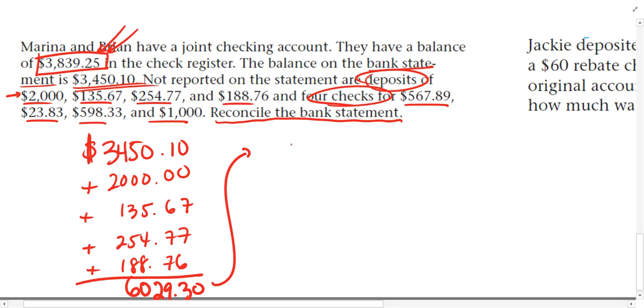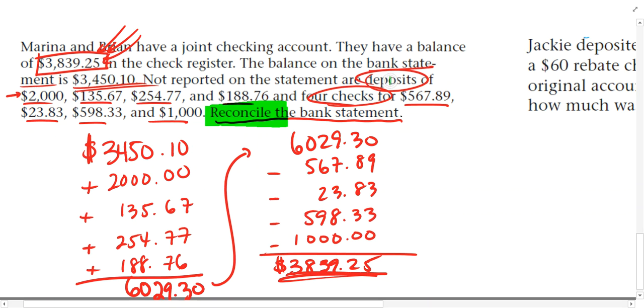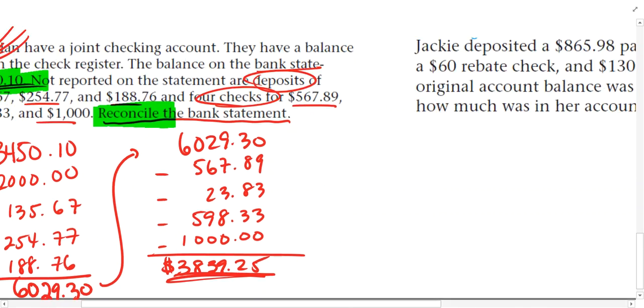$6,029.30. Now if I take the $6,029.30 and subtract all the debits, or checks in this case, then we should end up with a result that again matches their predicted balance. And indeed, the end result after subtracting is $3,839.25. This bank statement is what we would call reconciled at this point. We would use the phrase reconciled because we recognize that after the deposits and checks clear, the bank's balance of $3,450 will match our recorded balance in our check register of $3,839.25.